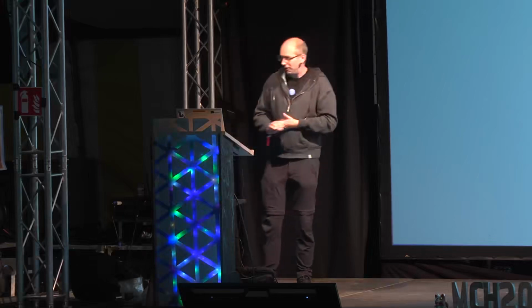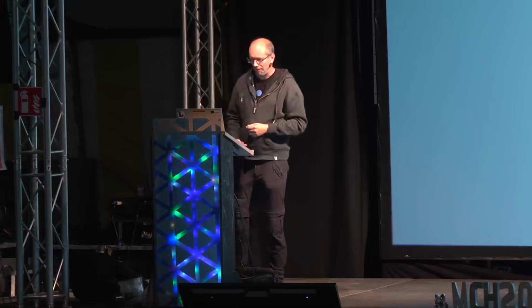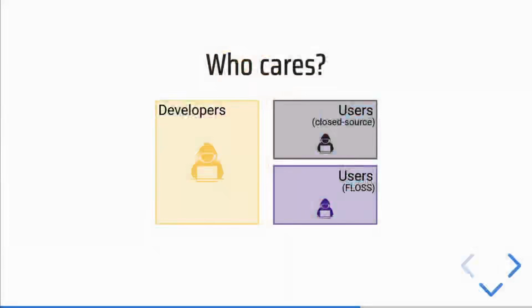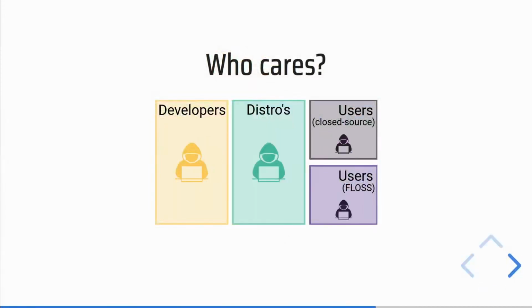So now we come to the point in the presentation where I have to tell you I lied a bit. It's not just developers and users who care. There's actually another big group who cares a lot about reproducible builds, and that's distributions. So Linux distributions and other ones. These typically sit between developers and users. They often build the software on behalf of the developers for the users.